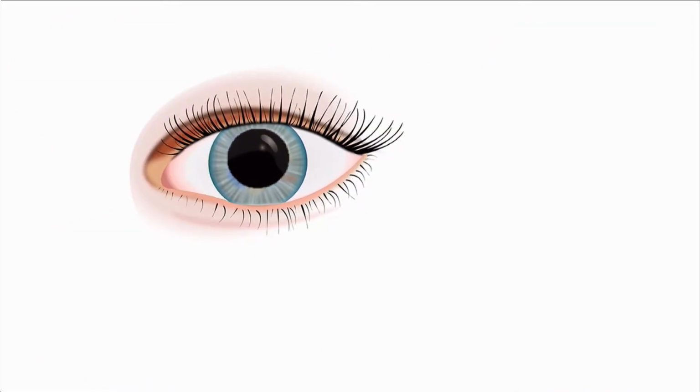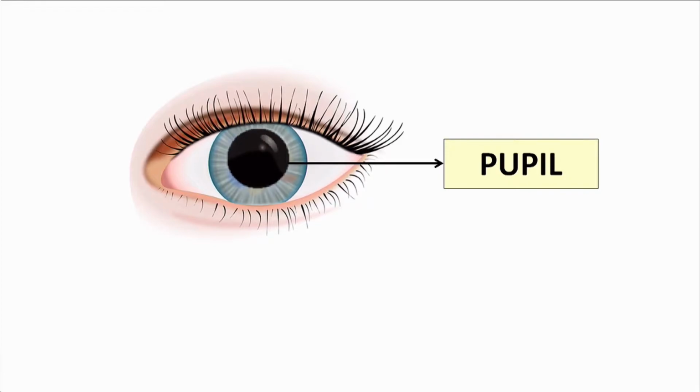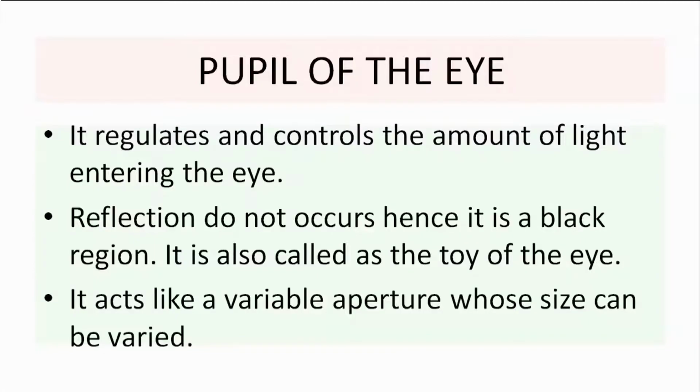Yes, now you could see that black color impression, that is called the pupil. It is the most attractive part of the human eye. It is also called the toy of the human eye. What is the function of the pupil? The pupil will be completely regulated by the cornea. Its main function is to moderate the amount of light entering the human eye.